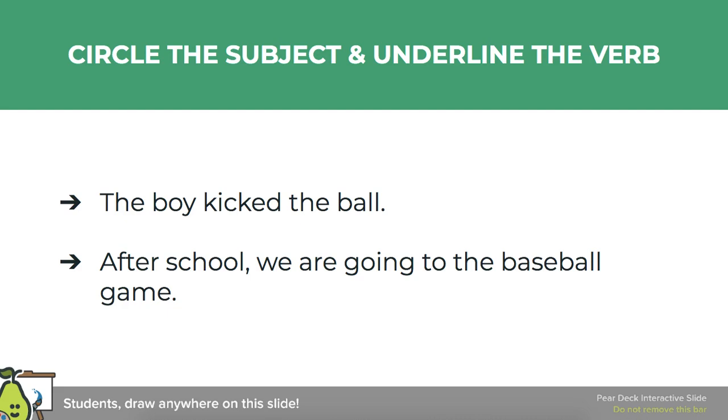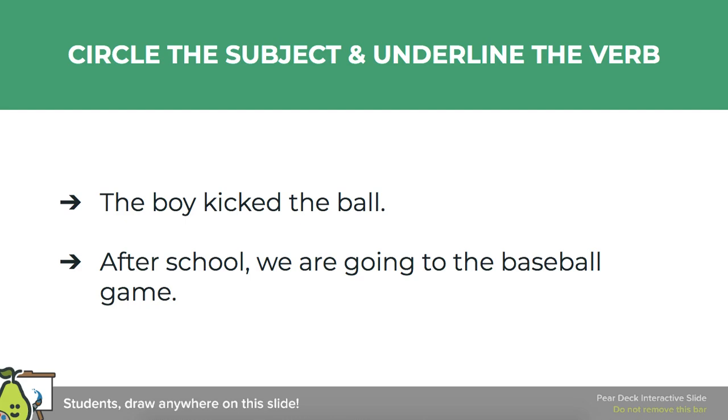So let's look at these first couple of sentences together. Now, the top one, the boy kicked the ball. We already went over that one. The boy is the subject, kicked is the verb. Now, the next one, after school we are going to the baseball game. In this sentence, we is the subject because that is who the sentence is about. And then are going is going to be the verb. That is what is happening. We are going to the baseball game.